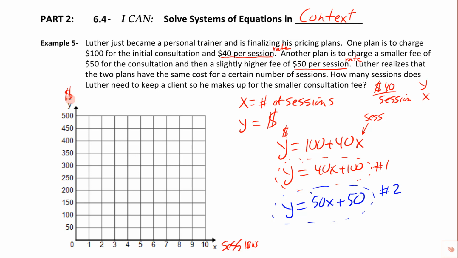So this one's going to cross at 100, and it's going to go up by $40 every time. So it's going to look something like this. It's going to start at 100 and go up to $140, another $40, so that's going to be 180, and then another $40, that's going to be 220. It's going to look something like this. And then the other one starts at 50, so it's cheaper up front, but it goes up $50. So we're going to go up $50, so that's going to be 100, go up $50, so that's going to be 150, and so forth. So you can see they're kind of tracking toward each other.